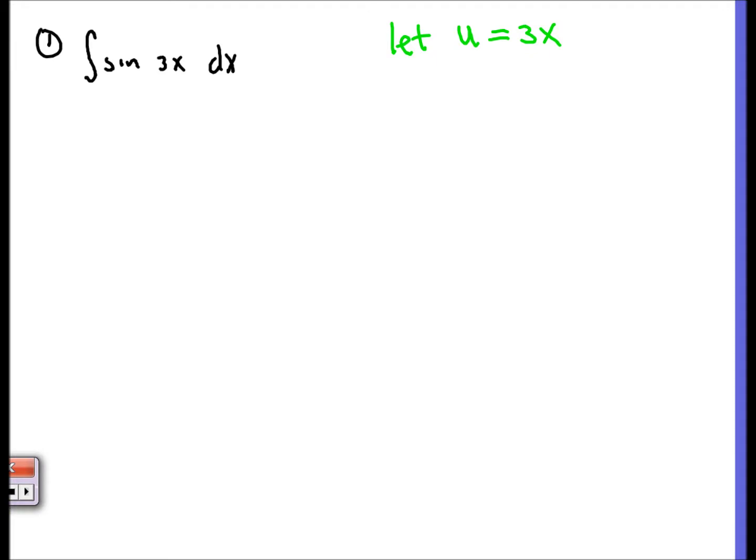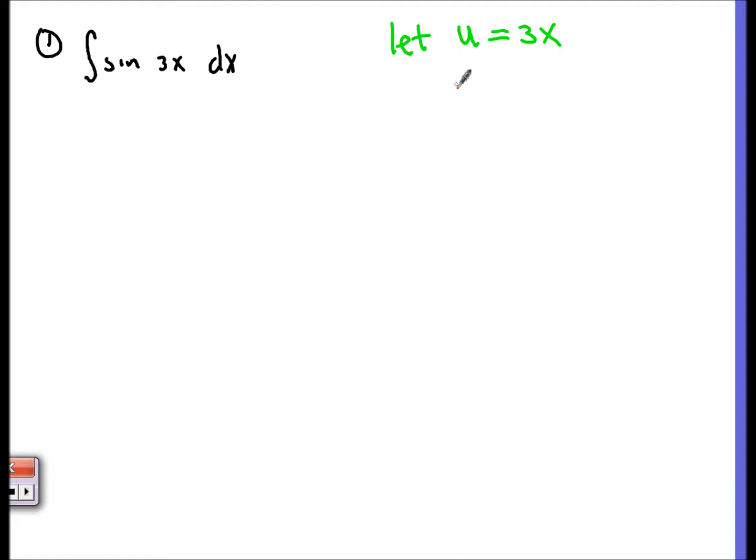This first problem you actually already know how to do. Integrate the sine of 3x dx. You can do this without substitution. I'm going to show you how to do it with substitution, and then I'll talk about how to do it without substitution, and maybe you'll see that it's a little bit faster approach. To do this, I'm going to let u equal 3x.